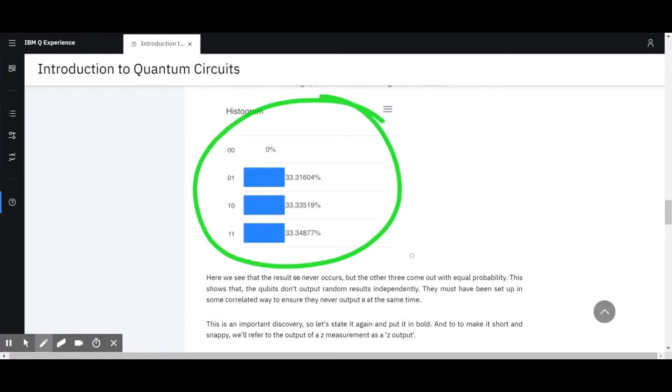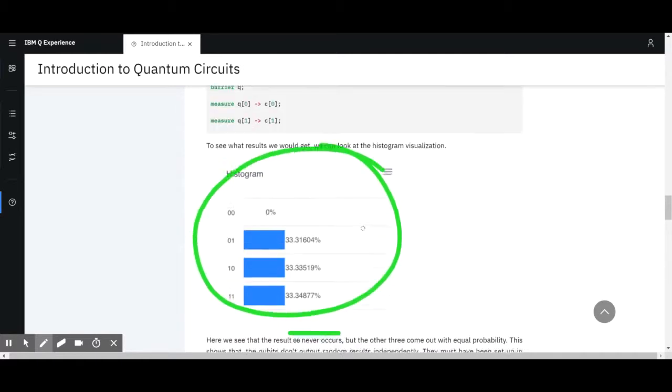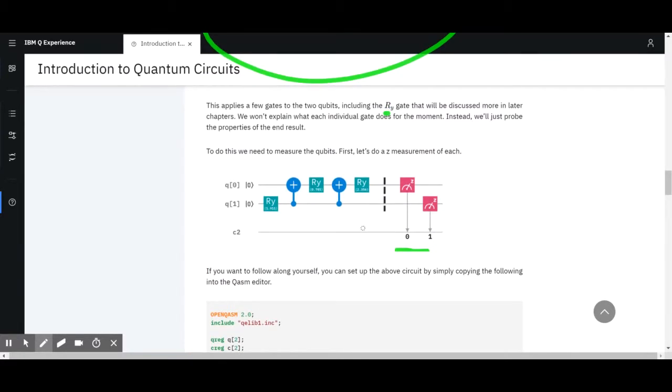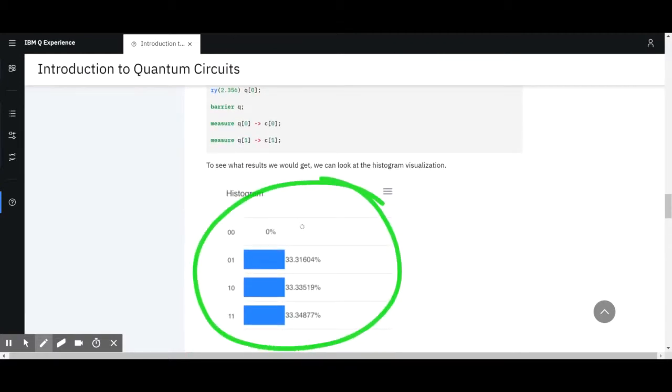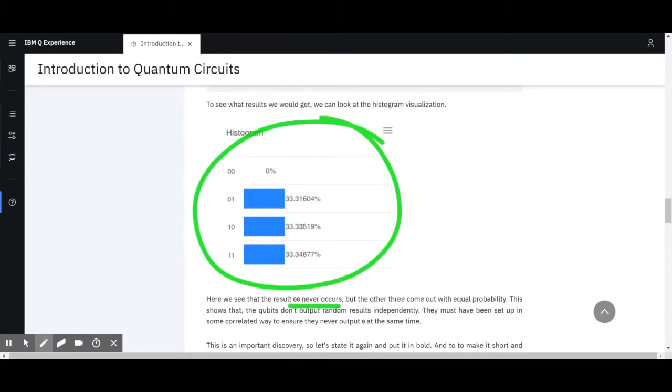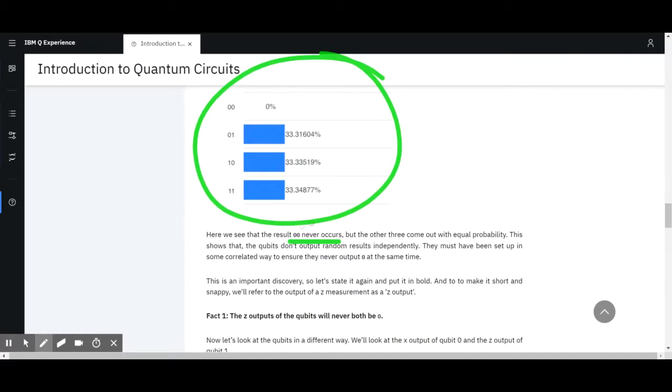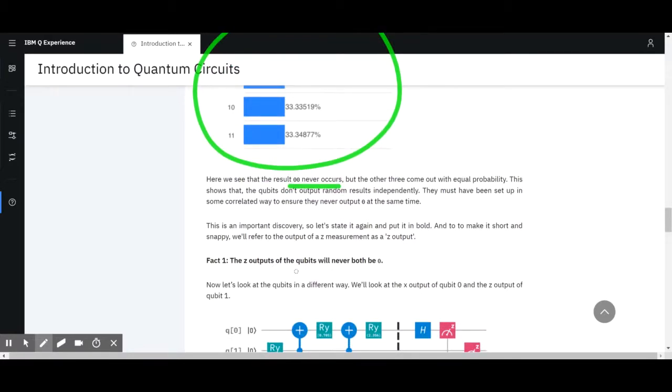This means that there is a result that never occurs. What this circuit has done is create a correlation between the two qubits where they will never both be zero. That's an important discovery, because they must have been set up in some correlated way to ensure that they never output zero at the same time. So let's state it again: the Z outputs of the qubits will never be both zero.